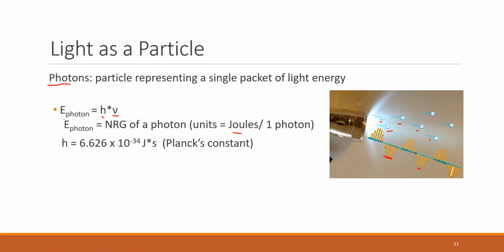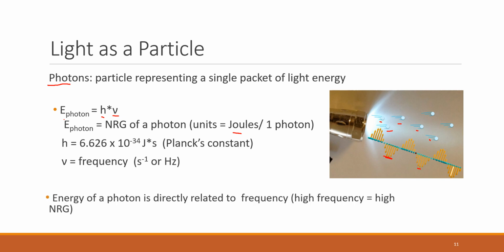Now h is a constant, just like c, the speed of light, was a constant, so it will always have the same value. And that value is 6.626 times 10 to the negative 34th joules times second. We refer to this constant as Planck's constant, and we use it in this energy of a photon equation. Now, the frequency part of the equation still is going to have the same units as before, measured in inverse seconds or hertz. If they give you a value in megahertz, make sure you convert it to hertz before putting it in the equation.